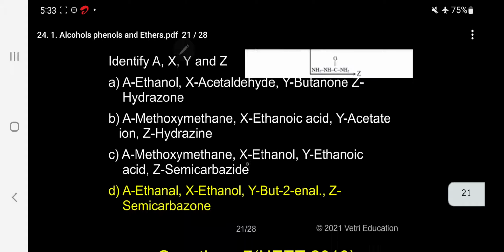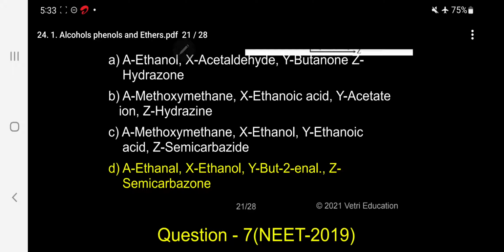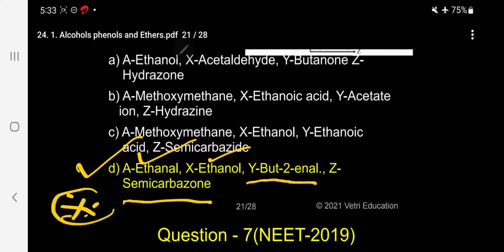It's a very good question. Now, the correct answer is D. A, ethanol, that is the product formed. X is ethyl alcohol, that is ethanol. We already know this. This is butene, that is the semicarbazone. So this is the correct answer.